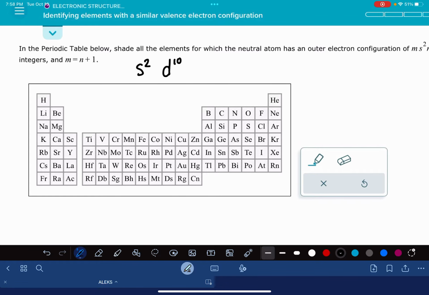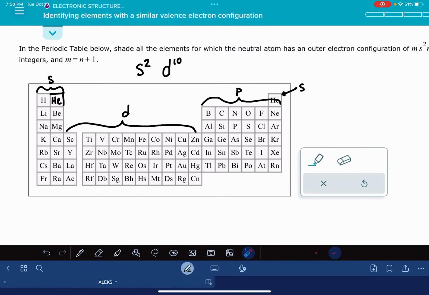Before we start working on that, let's remind ourselves of the different areas of the periodic table and how they correlate to the orbitals, the S, P, and D areas. So we're just going to mark this off. And please don't forget that helium, even though it's on the right-hand side of the periodic table, is part of the S orbital. It actually belongs over here if we're thinking about electron configuration. So these are the elements we would refer to as the S elements. These are the P elements. These are the D elements.